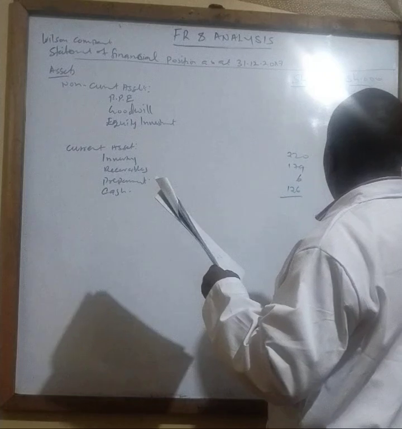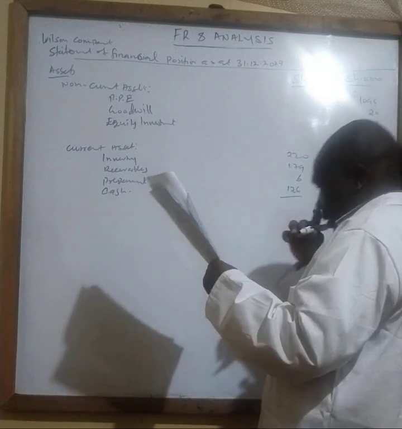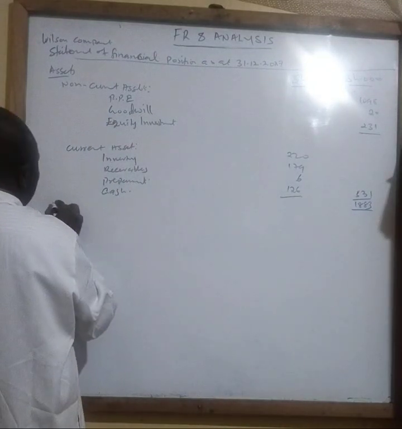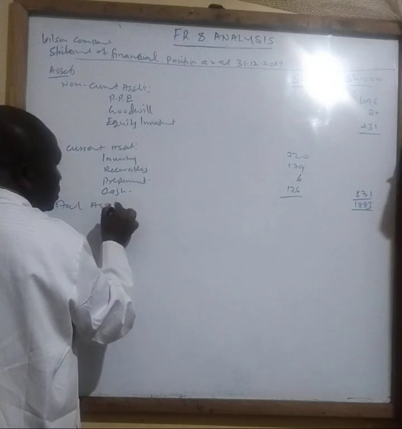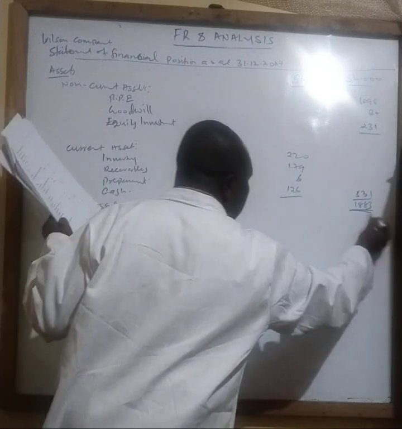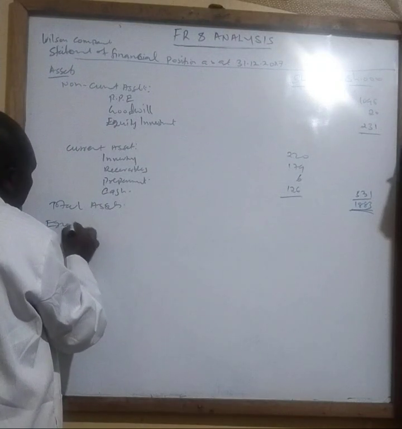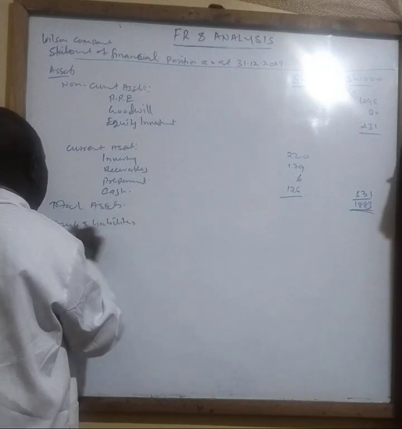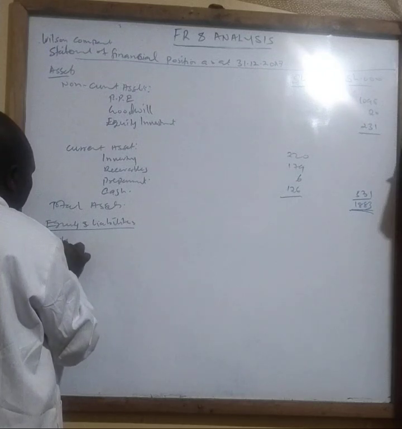So if you add it all, you find 531. All this you get now, the figure is 1883. That is total assets. Then you go to equity and liabilities. We have equity here.